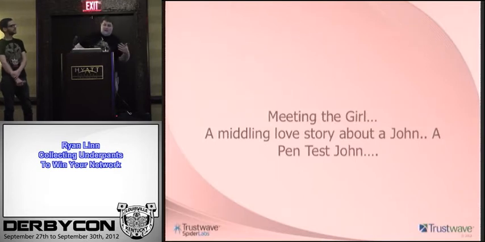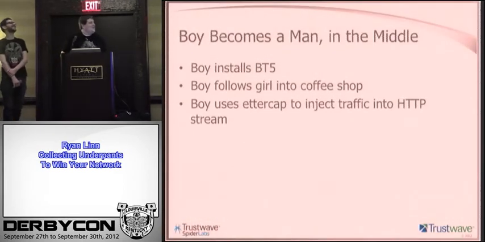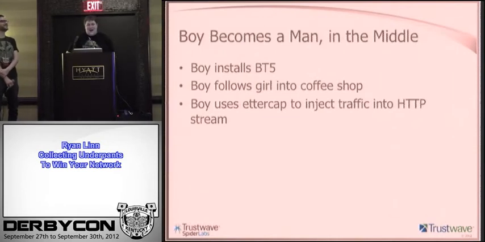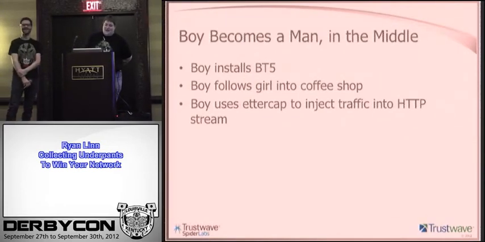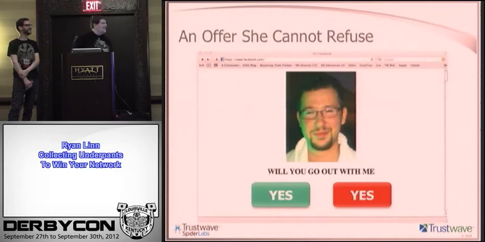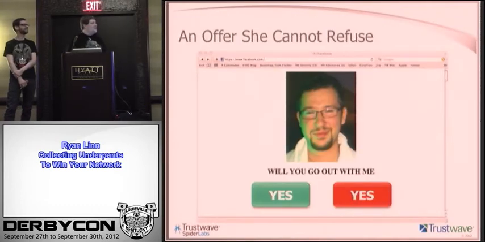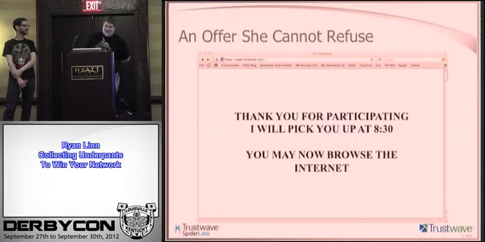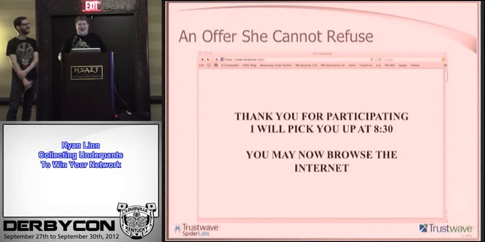So we're going to tell a story first about meeting a girl, and this is going to be a love story because everybody loves a love story, and this is going to be a love story about a pen test John. So first the boy becomes a man in the middle, and the boy installs Backtrack 5 and follows this pretty girl into a coffee shop and uses Ettercap, a man-in-the-middle tool that is able to inject traffic into an HTTP stream. And so he injects a nice little page when she visits YouTube, and her only option is yes. So John now has a date.